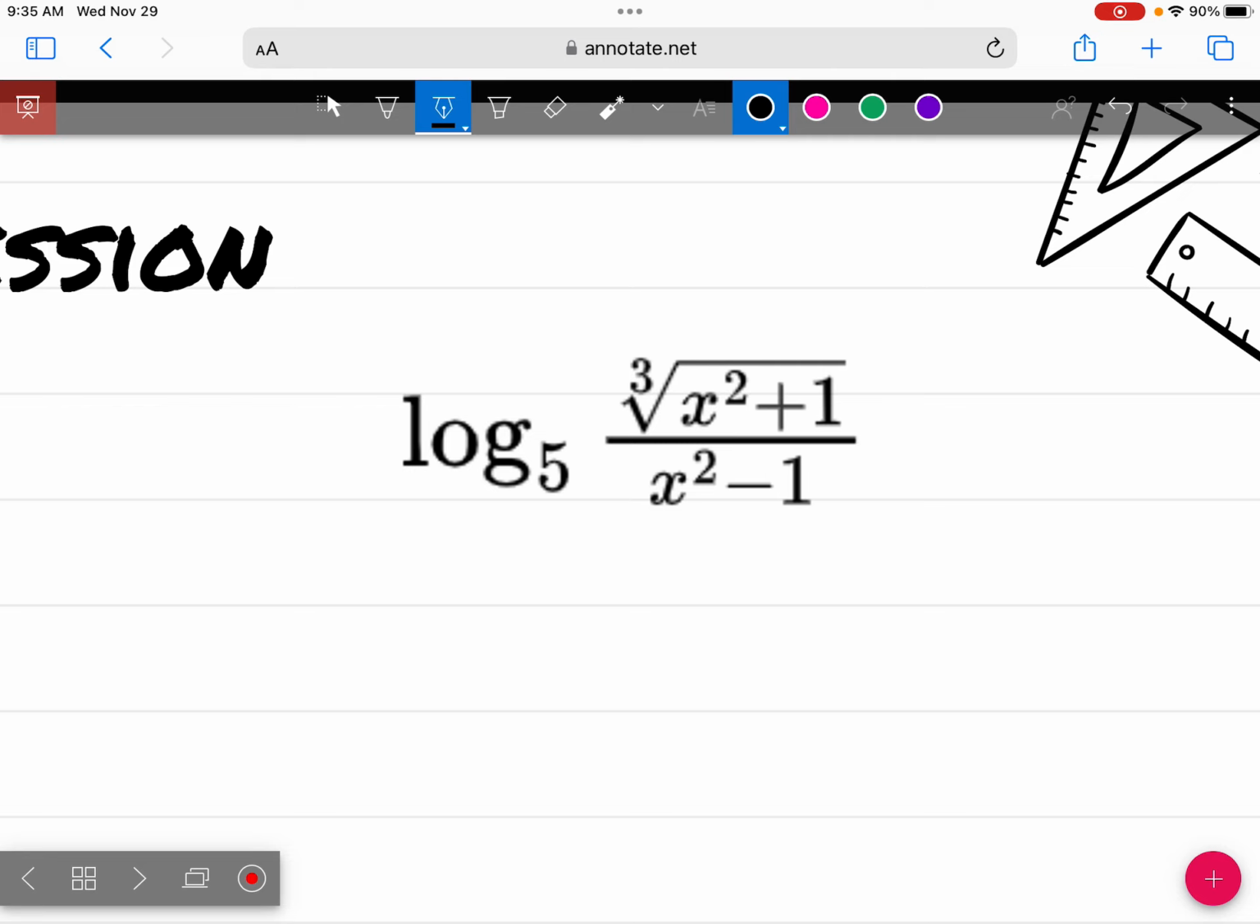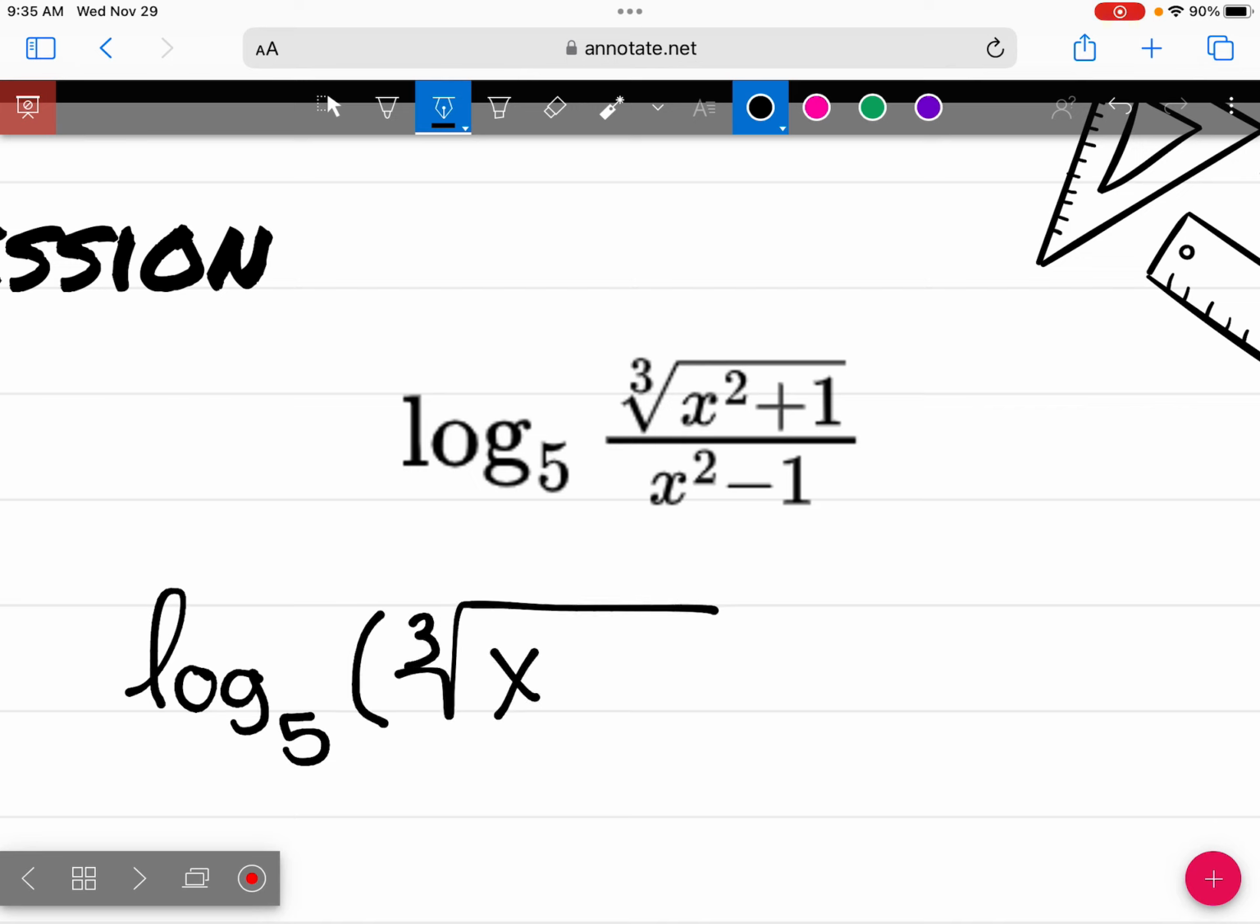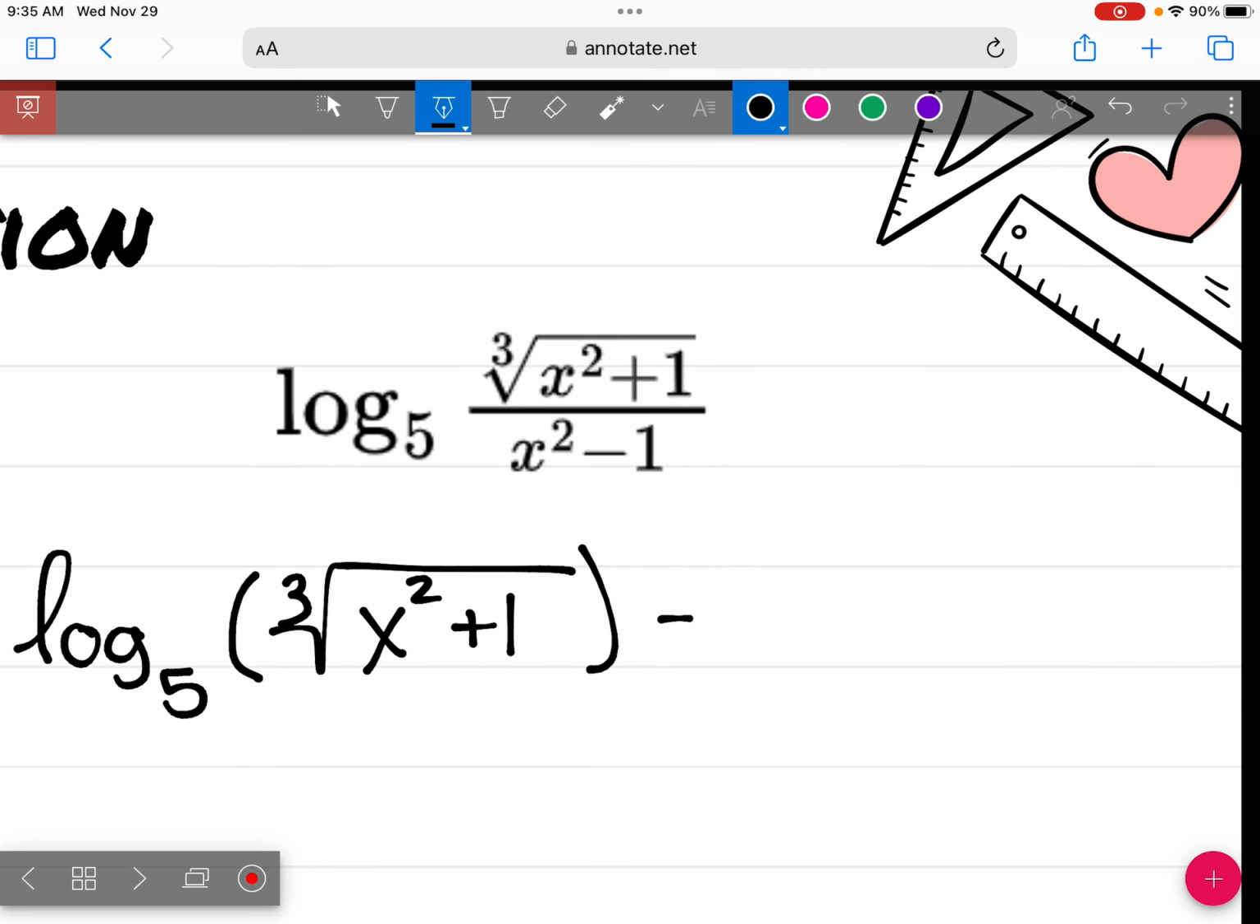I'm going to just start with my quotient property on this one. Log base 5 of the cube root of x squared plus 1 minus log base 5 of x squared minus 1. So we're just going to start with our quotient property.